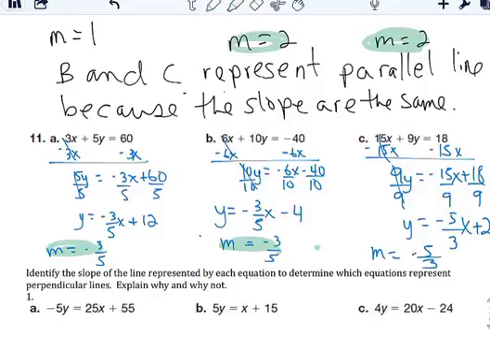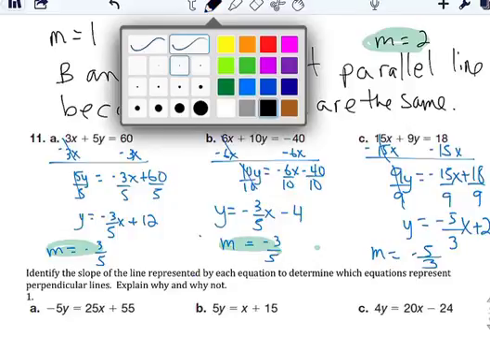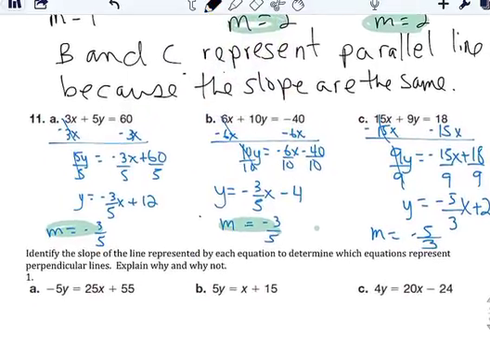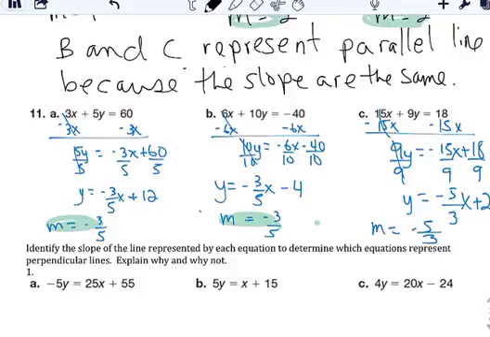So the two that are parallel are A and B. We'll write it somewhere. A and B, because the slopes are the same. You see this slope here is negative 3 over 5. This is negative 3 over 5. This one is not because they're different. They will intersect each other.